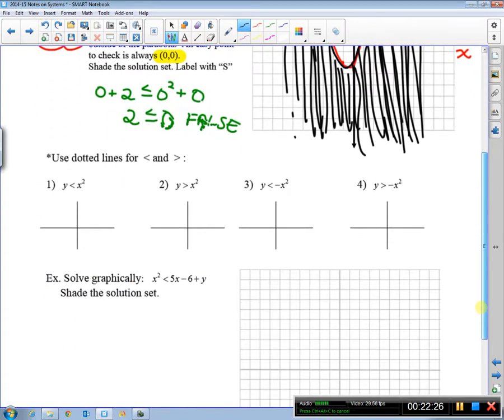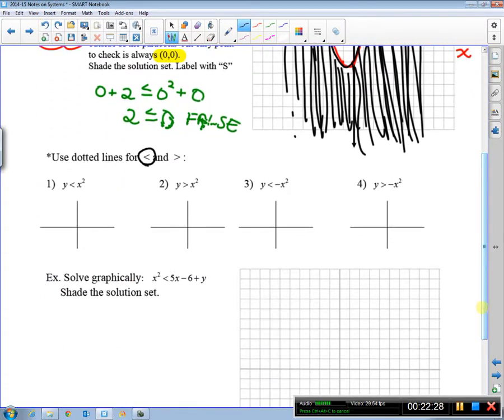So sometimes you'll just get less than and just greater than. The problem we just did was less than or equal to. If you just get a simple less than or a simple greater than, you need to use a dotted line. It's not a line. You need to use dashes for your graph. So these are all basic parabolas. I chose just a basic parabola. So let me just sketch in 4 basic parabolas, and I'm dotting them because they all say less than or greater than.